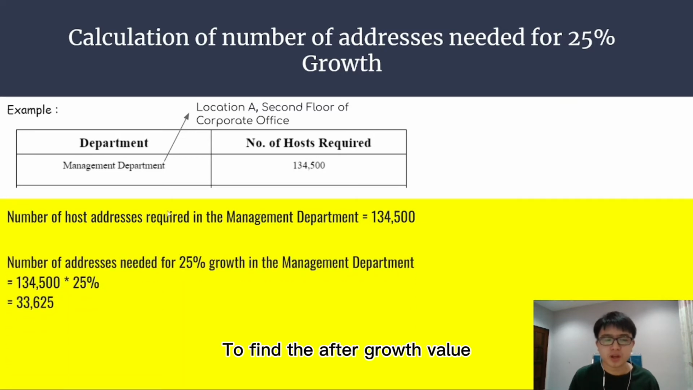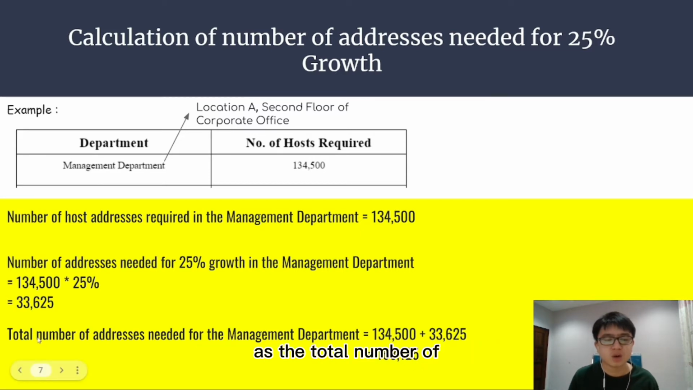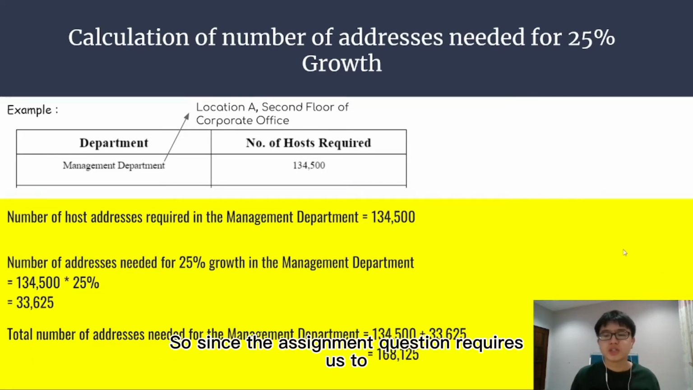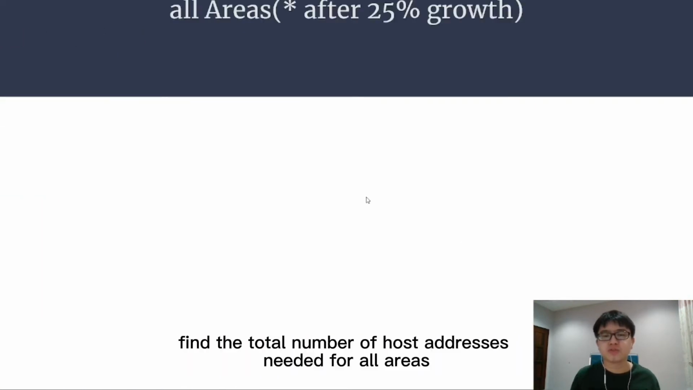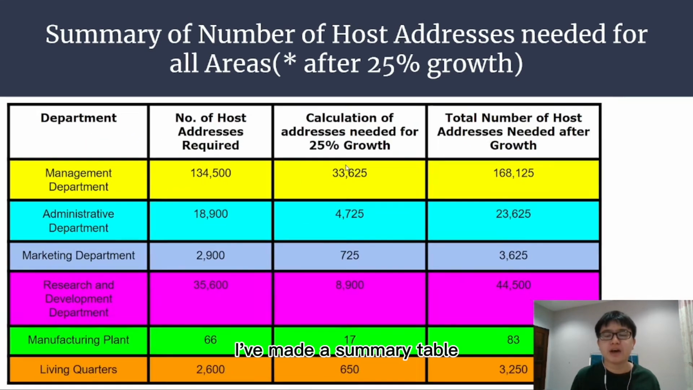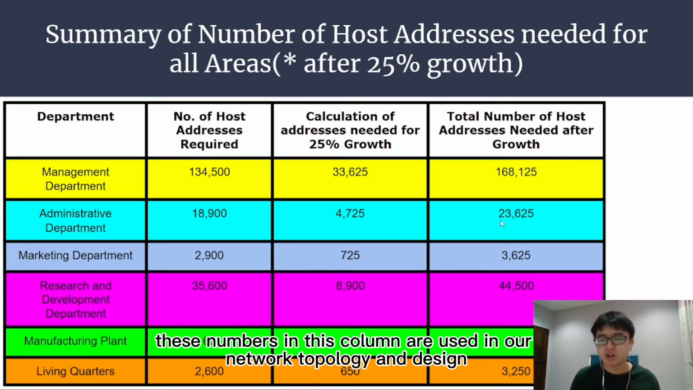To find the after-growth value, we just need to multiply this number by 25%, and we will get the value of 33625. Then we add up both of these values, and the final answer will be 168125 as the total number of addresses needed for this management department. It's pretty easy, right? Since the assignment questions require us to find the total number of host addresses needed for all areas after 25% growth, I've made a summary table to recalculate everything for each department. The numbers in this column are used in our network topology and design.